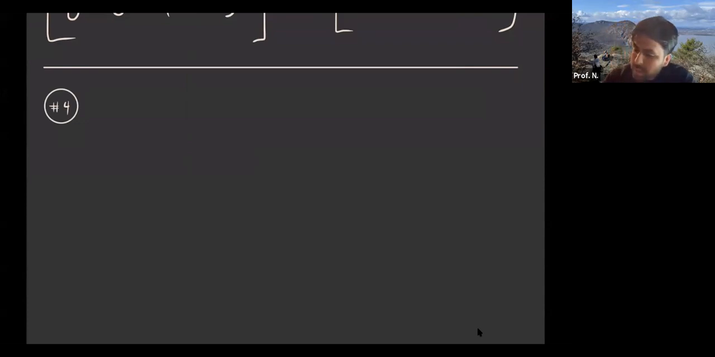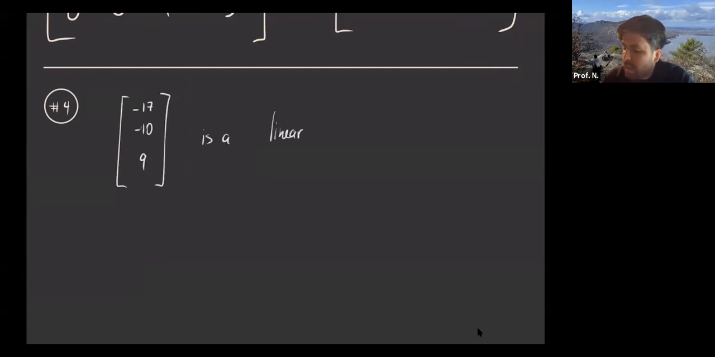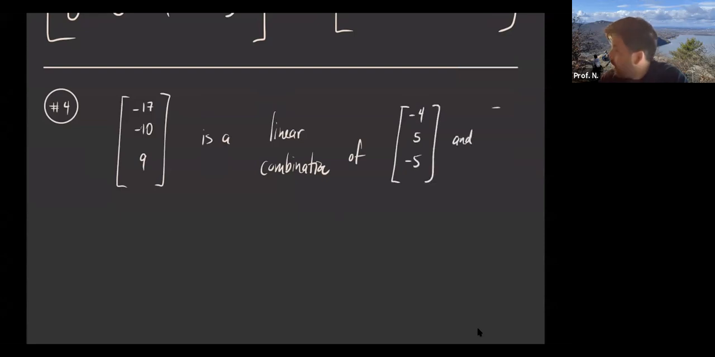Okay, so it says the vector (-17, -10, 9) is a linear combination of what? Of the vectors (-4, 5, -5) and (9, -6, 6). And it says this is true if and only if the matrix equation AX = B has a solution. So, okay.